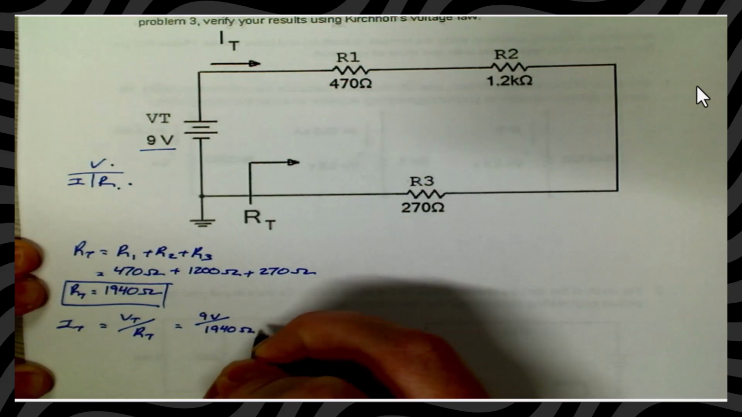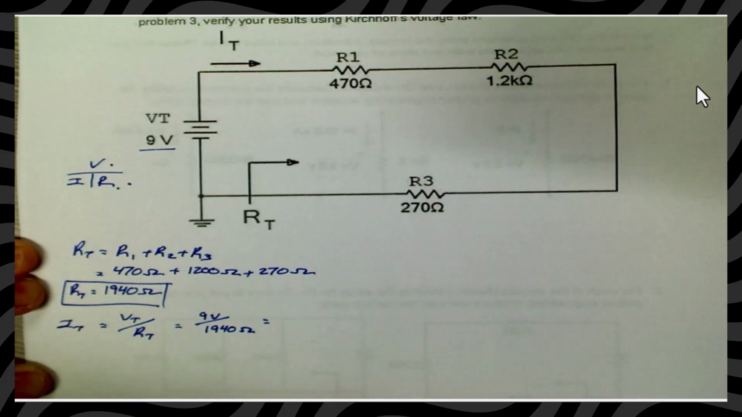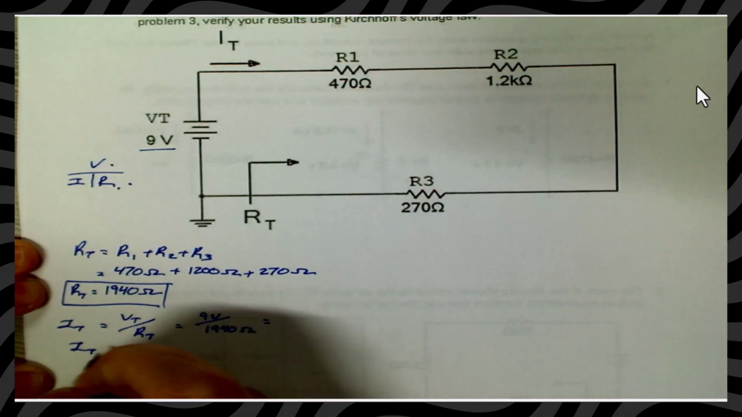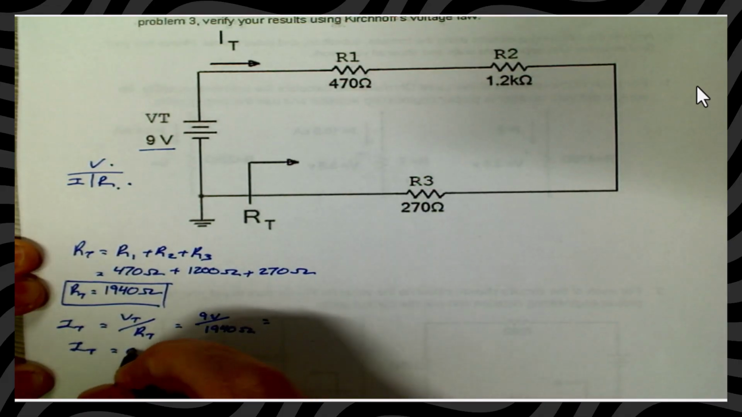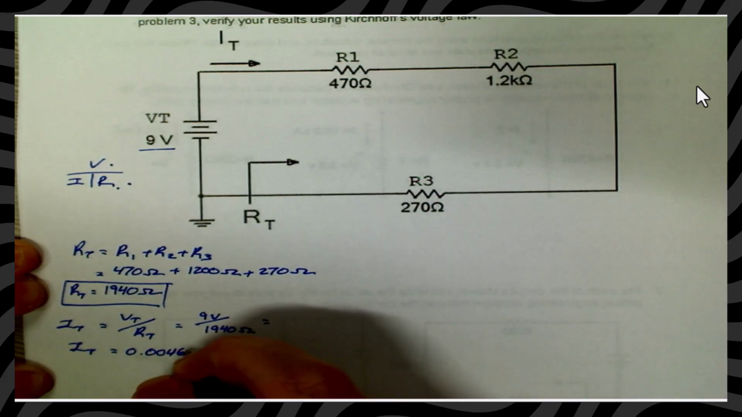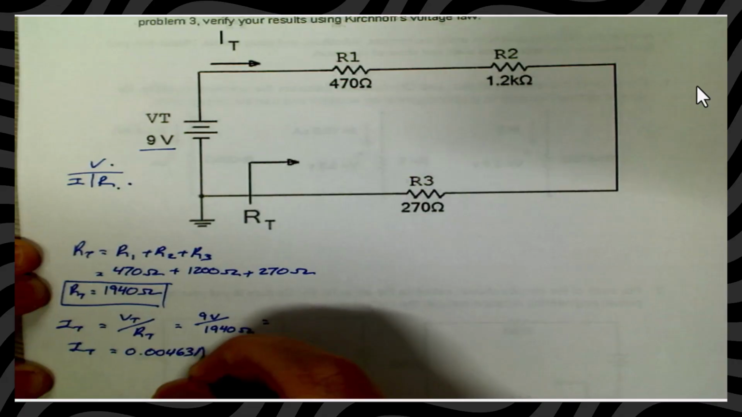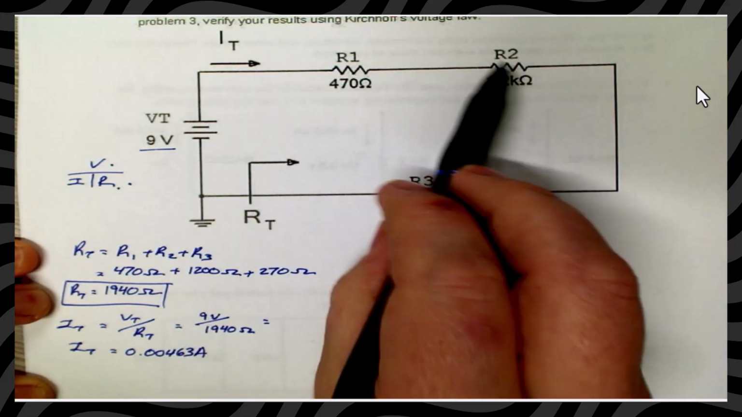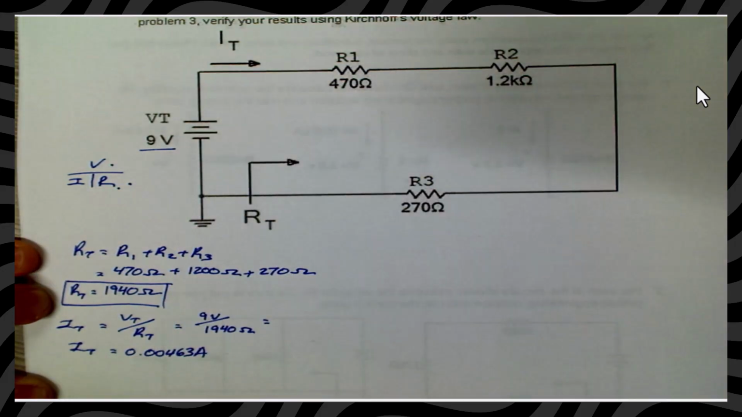So it's divided by 1,940 ohms. That tells us that our total current is going to be 0.00463 amps. Now we're going to need this number later when we calculate the voltage drop at each one of our components.